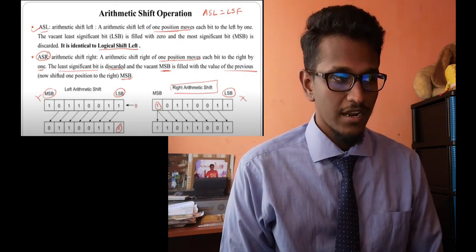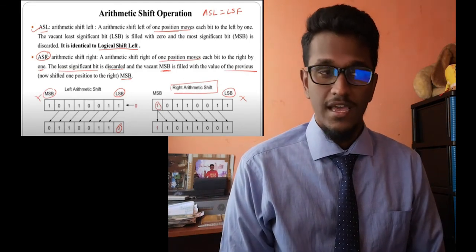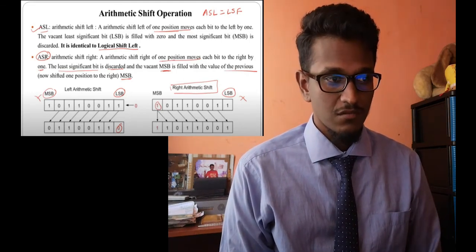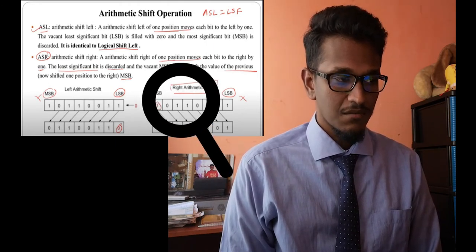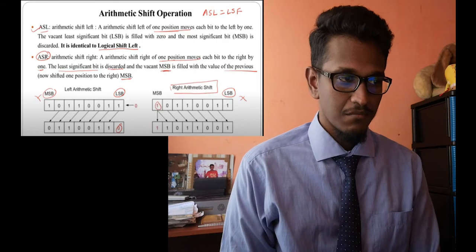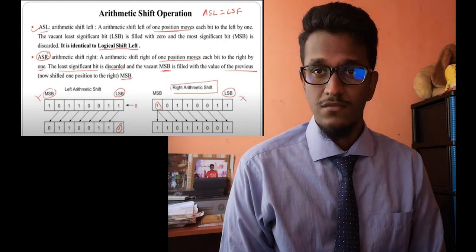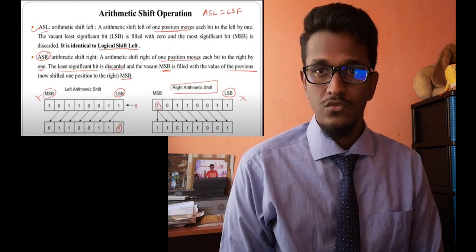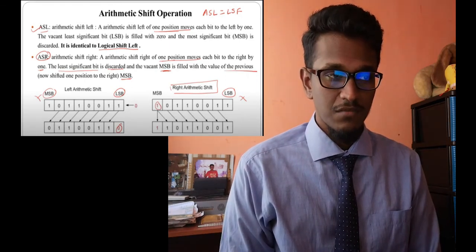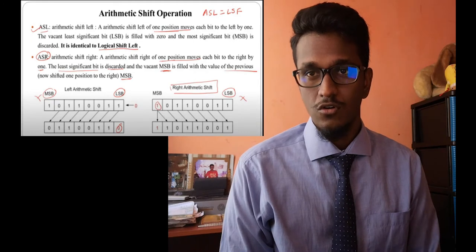So when we look at arithmetic shift left, arithmetic shift left of one position moves each bit to the left by 1. As you can see in the example below, when we perform left arithmetic shift, the MSB bit will be discarded and the LSB bit will be filled with 0. So we can summarize that arithmetic shift left is equal to logical shift left.